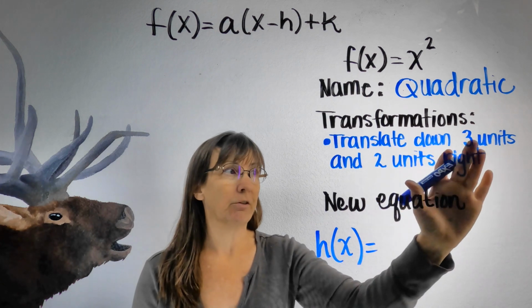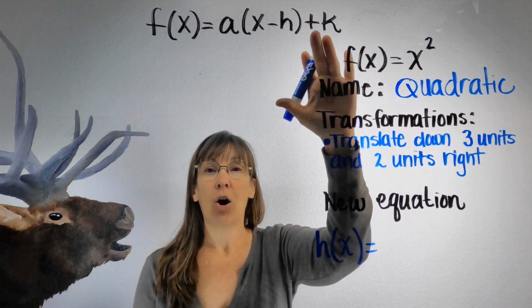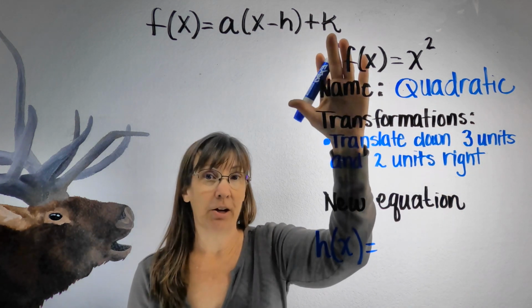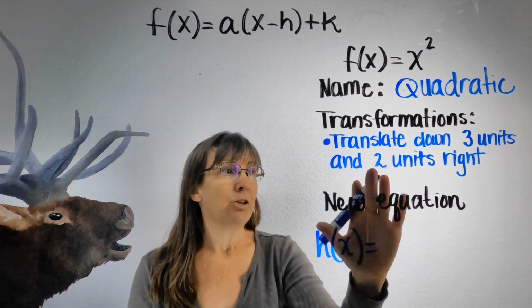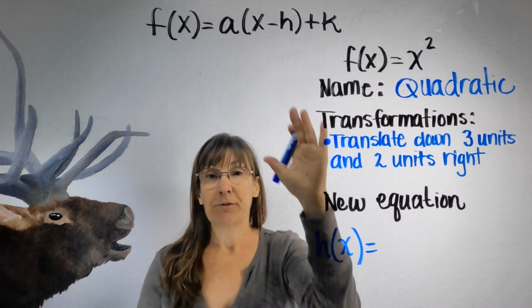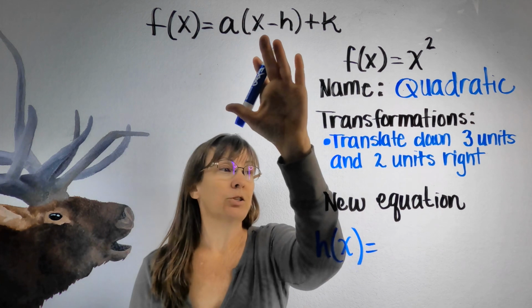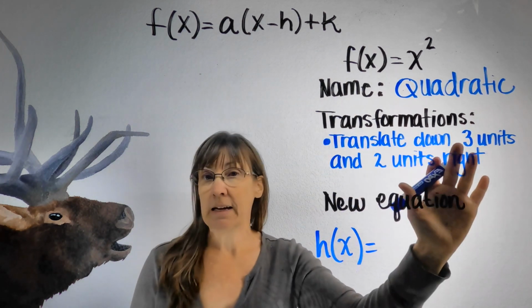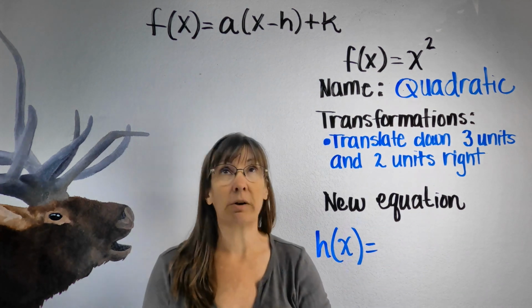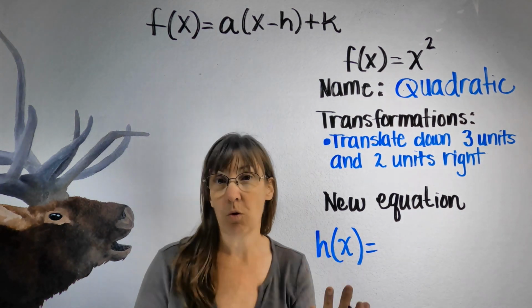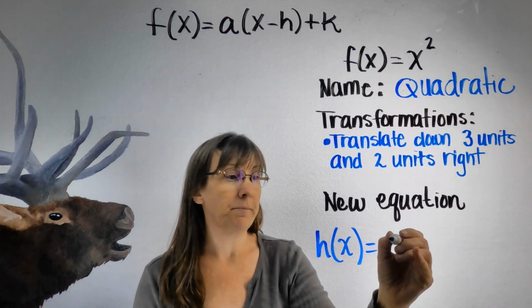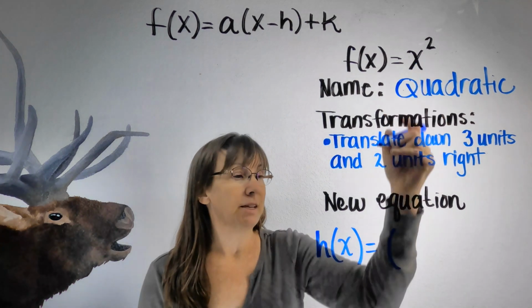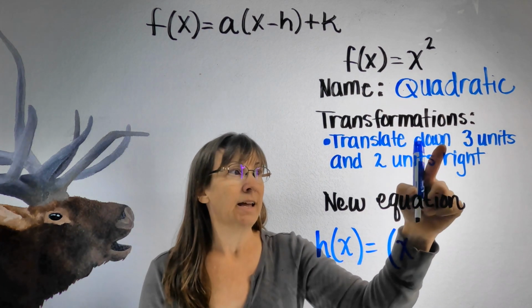So translate down 3 units. As you recall, down is this k value at the very end. 2 units to the right, left and right's inside the parentheses. So the 2 units right is going to sit right here. Notice it doesn't say anything about a vertical stretch or shrink, so there is no a value, or the a value is 1. So I'm going to write my parentheses, x.